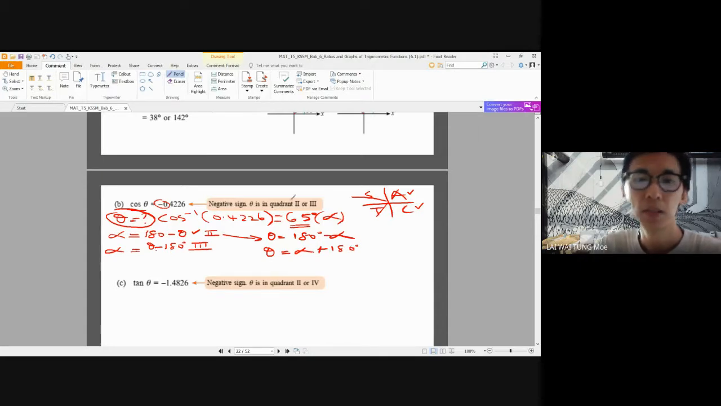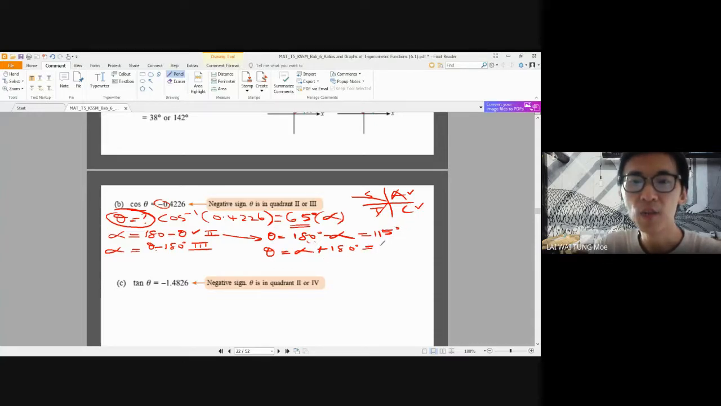Okay, just like this. So sekarang gantikan alpha menjadi 65. So 180 minus 65, you will get 115. Okay, so this is 115 for the first answer.